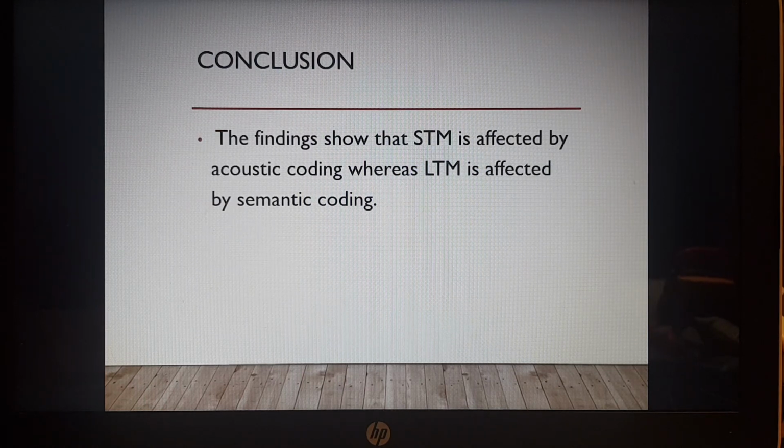The conclusion. So really the conclusion here is that short-term memory is affected largely by acoustic coding, because we do process a lot of short-term memory information acoustically according to the sound, whereas long-term memory is affected by semantic coding. So remember we said at the start that semantic coding is a lot deeper processing, so hence why long-term memory does tend to code things according to the meaning.